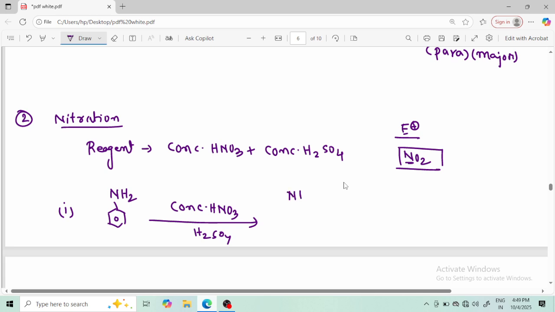So what it will do is it will give you meta product also this time. So ortho product, then this is para product, right? And then here it will give you meta product also, but we don't need meta product, and the amount of meta product is huge.